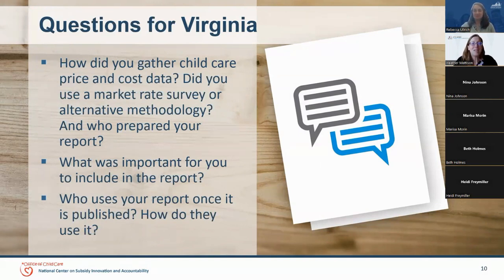So now we're going to move over to talking to Rebecca and Alex about how they approach their detailed report. And I think we want to start first with just, what did you do? Did you do a market rate survey? Did you do an alternative methodology? Who prepared your report? Just give us a summary of how you started the process.